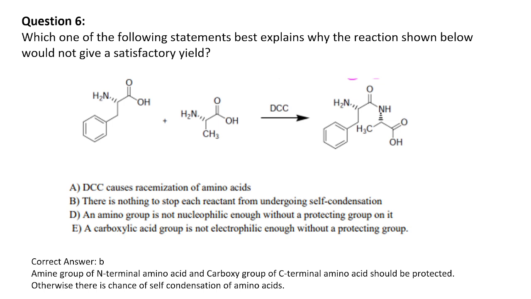The DCC causes racemization of amino acid. Not really. There is nothing to stop each reactant from undergoing self-condensation. Very true. An amino group is not nucleophilic enough without a protecting group on it. No, that's also not true.